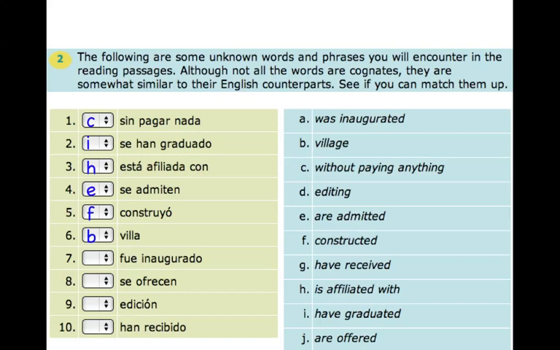Número 7, fue inaugurado. Also a good cognate. Was inaugurated. Fue is the past tense of is, was. Número 8, se ofrecen. Another good cognate, se ofrecen. Letra J, are offered. Número 9, edición. Letra D, editing. Y finalmente, what's left? Número 10, han recibido. Letra G, have received.